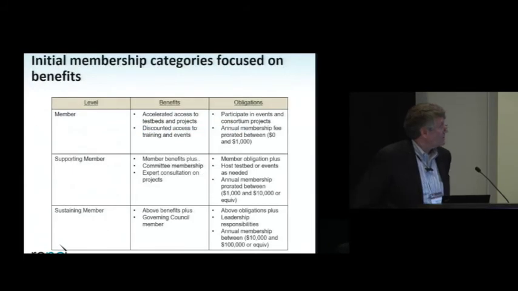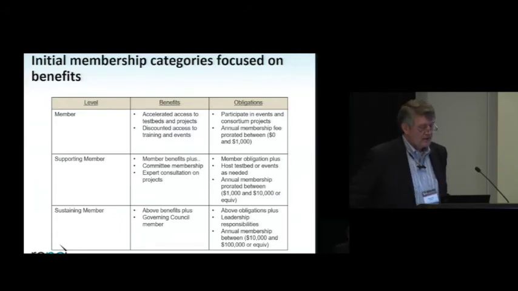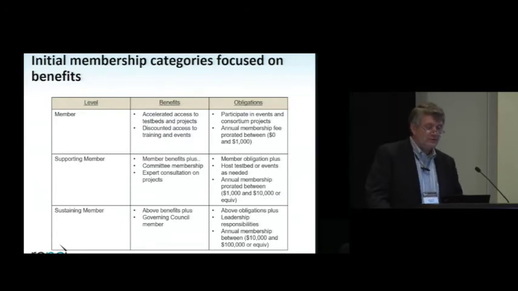The report talks about initial membership categories focused on benefits. This is straight out of the report. We talked about three different member levels, from participant to supporting to sustaining. I'm not going to go deep into this. It's written up in the report. But this is one way that we've talked about how we might engage different parts of the community.